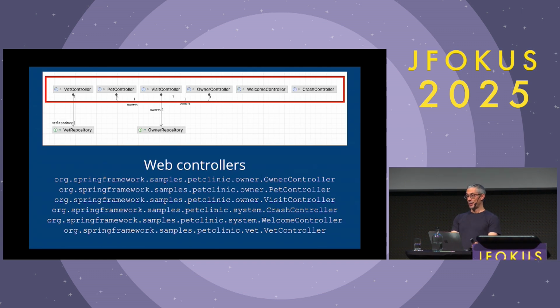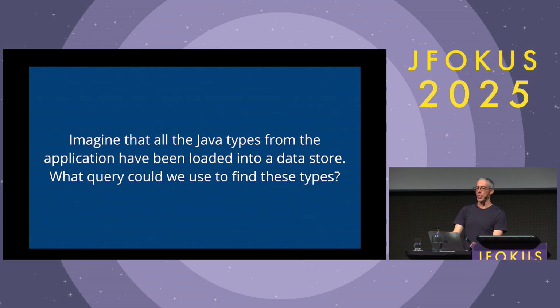So given the web controllers, that's very straightforward. There's a nice, simple one-to-one mapping between those 6 boxes and classes in the code base. So that's the set of classes we're looking for. The way to think about this is very simple. Imagine we've got a big list of all of the Java types in that code base and we load it into a relational database. What query would you use to get that subset out?